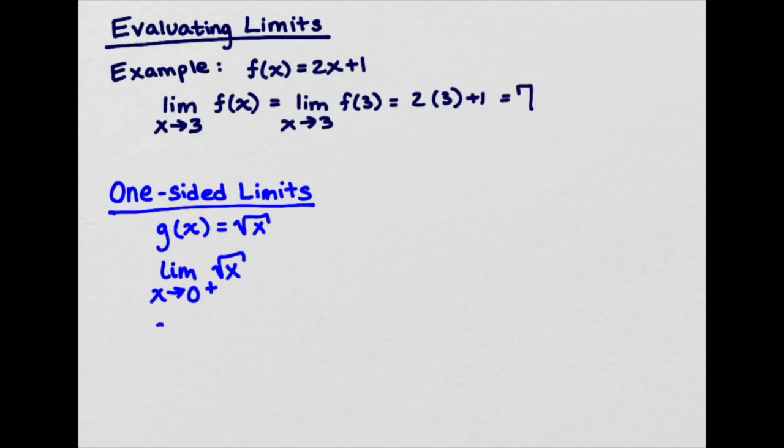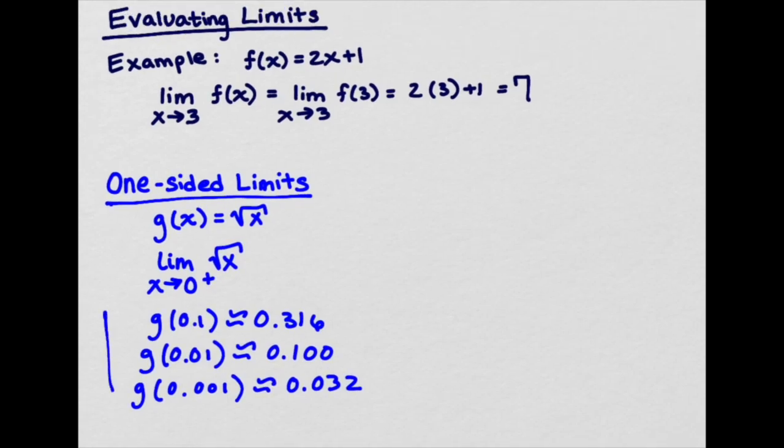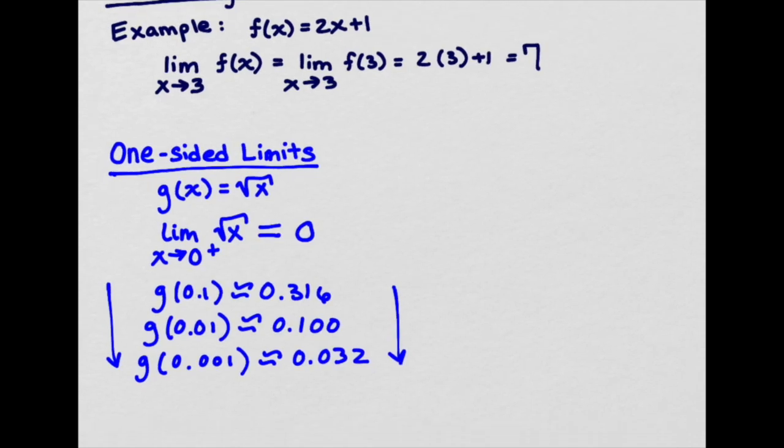So we substitute smaller and smaller positive values into the function. For example, g of 0.1 is approximately equal to 0.316. G of 0.01 is approximately 0.100, and g of 0.001 is approximately 0.032. As we approach 0, the values get closer to 0. Therefore, the one-sided limit as x approaches 0 from the positive side is 0.